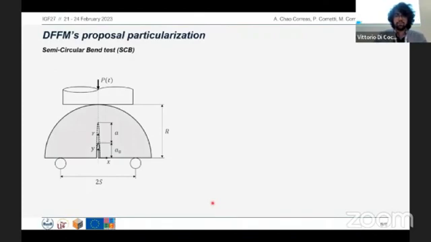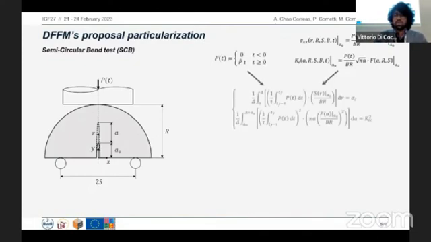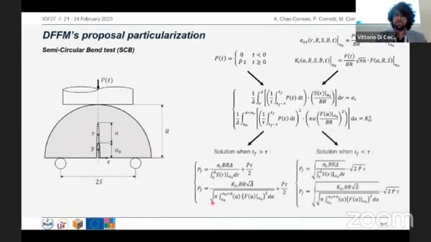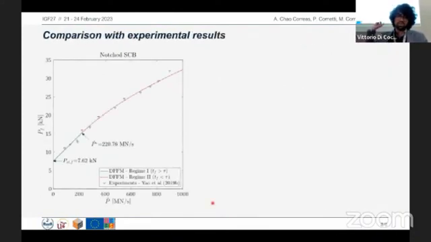So if we go now to the experiments, for example, for the semicircular bend test, we have the following. For this case, we have the expressions from the finite elements. The loading is a ramp loading. We input this into the finite fracture mechanics approach, and we will get a solution when the time to failure is larger than this coalescence period, this tau, and another solution when the time to failure is smaller. Both conditions are just different parts of the graph, but they are continuous and smooth, as seen now. So this is for the notched semicircular bend test.